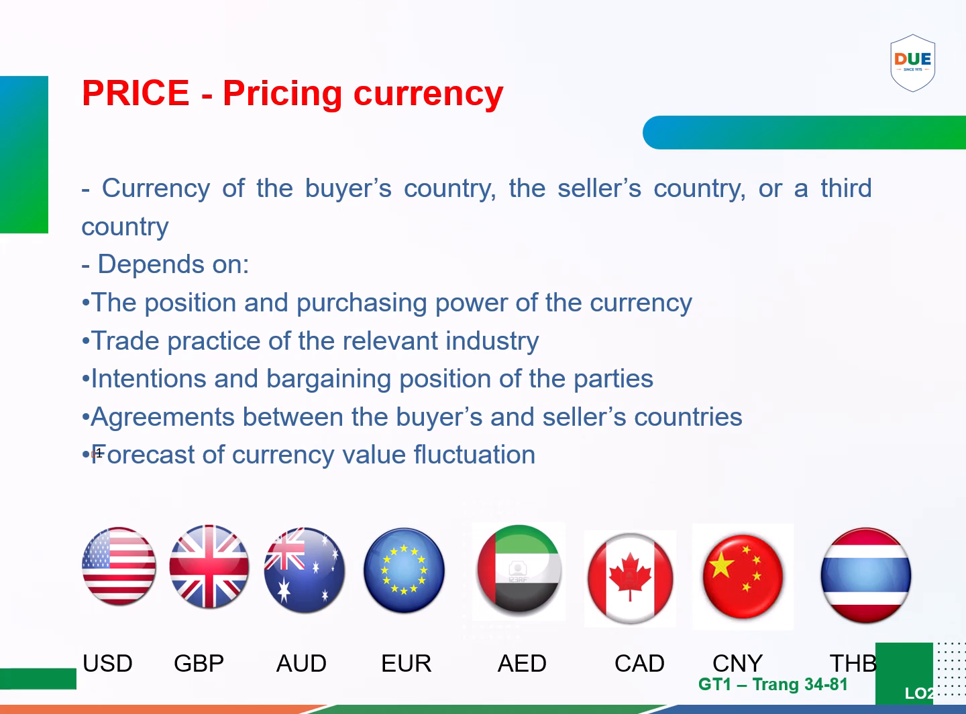Firstly, the parties usually consider the strength and purchasing power of the currency, preferring strong, stable, and widely accepted currencies in international payments to minimize exchange rate risk. In addition, the trade practice of the industry has a significant influence, as many commodities in the international market are traditionally traded in certain currencies. The choice of currency also reflects the intentions and bargaining positions of the parties. The party with stronger negotiating power often has the advantage of imposing a payment currency favorable to itself.